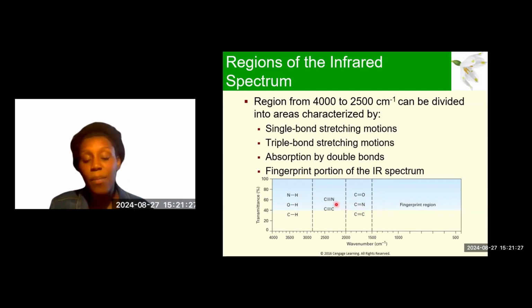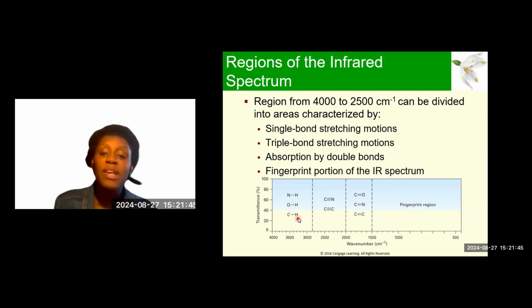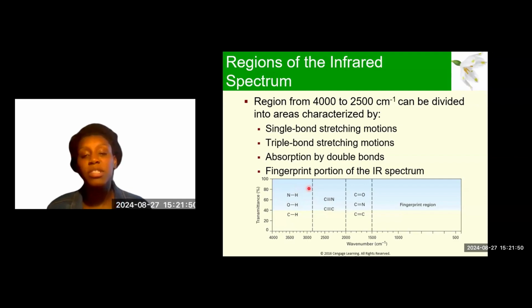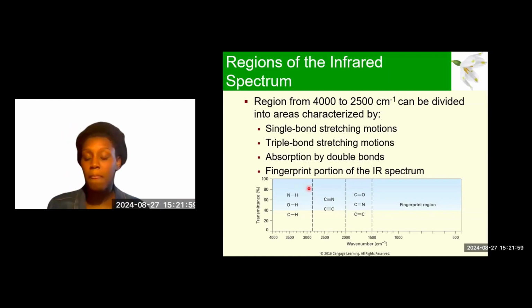And then next, between 2,000 and about 2,850 or so, you have C triple bonded to nitrogen and C triple bonded to carbon bonds. And then last but not least, things that show up in this area are usually single bonded stretching motions, which are nitrogen to hydrogen, oxygen to hydrogen, and carbon to hydrogen. And that's about 2,800 to 4,000.